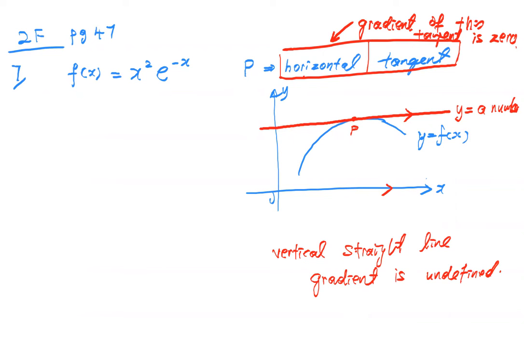Is it possible to have a vertical tangent? The answer is yes. But the value of x must be part of the domain. If it's not part of the domain, there is no tangent at all. I'm talking about the case where the tangent exists. So for a vertical straight line, the gradient is undefined, and the equation is x equal to a number. What number is it? You have to go and find. Are you okay? So, very important.